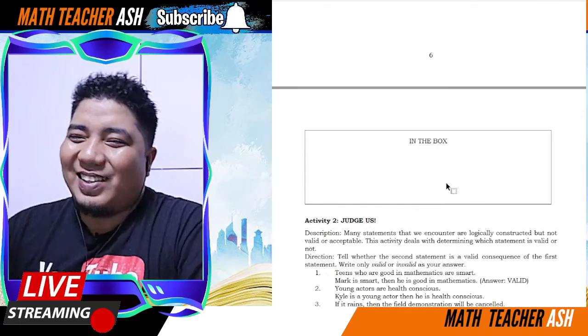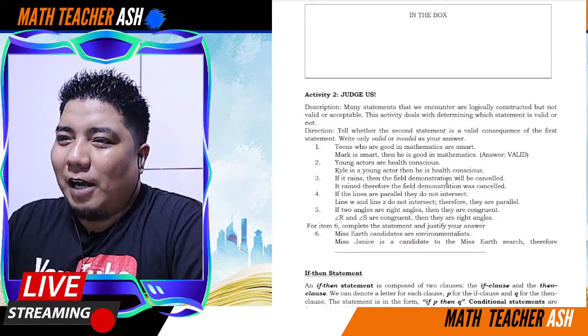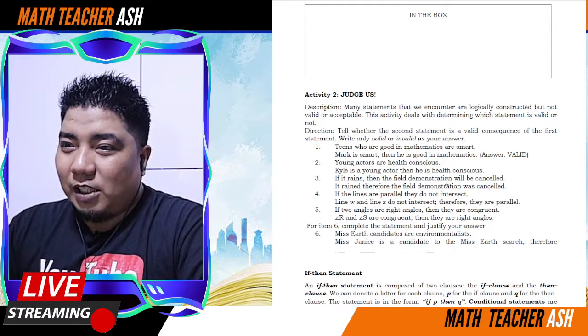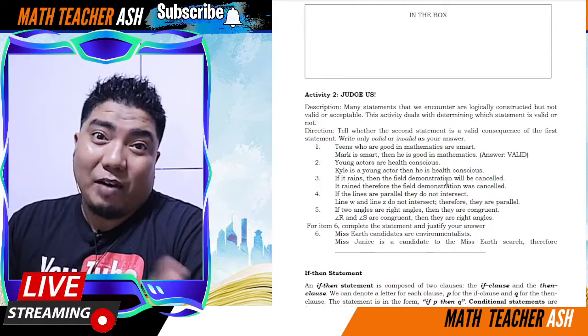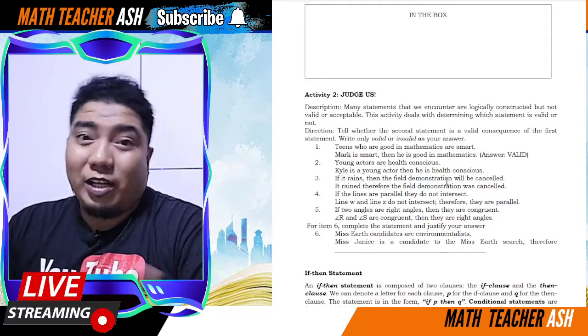All right. Okay. So now let us go to activity 2, judge us. The direction here is very simple. Tell whether the second statement is a valid consequence of the first statement. Right? Only valid or invalid.